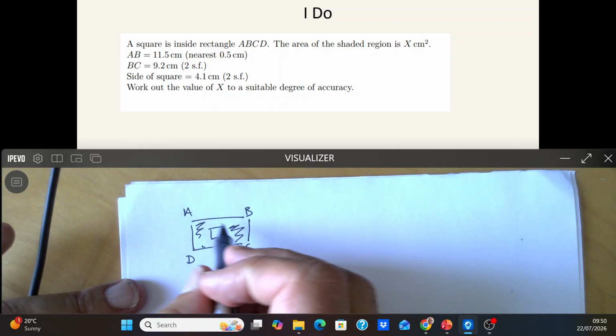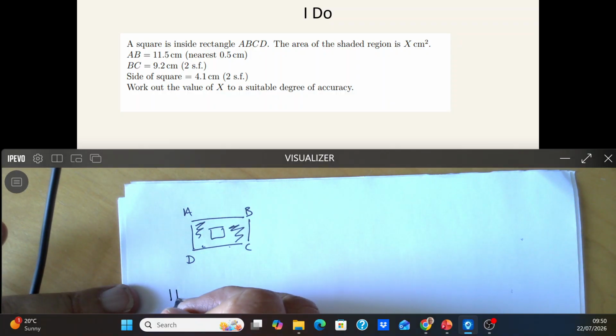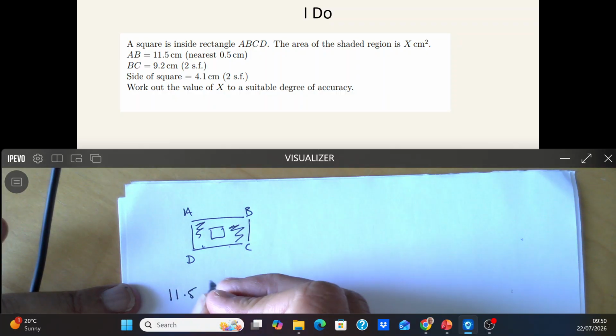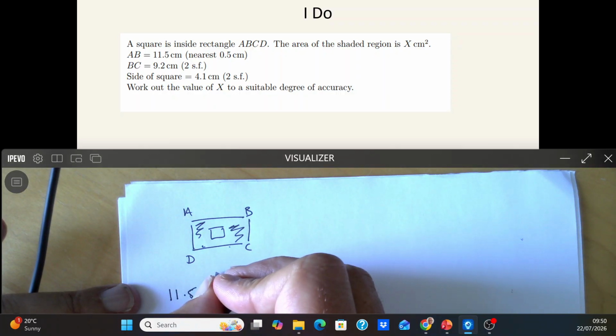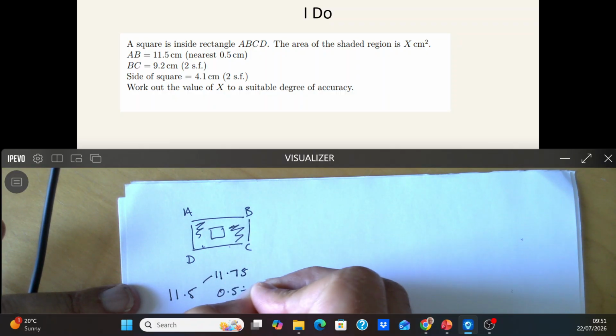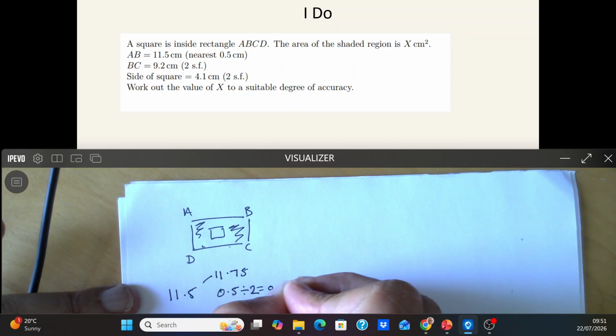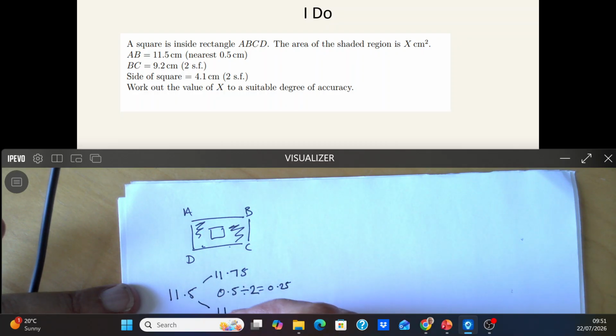Right, A to B is 11.5. That has been rounded to 0.5. So when we're going to work out the interval, we're going to divide that by 2 and then add that. So that becomes 11.75, because that's 0.25, because we've added it. Then we're going to take it away, so that becomes 11.25.